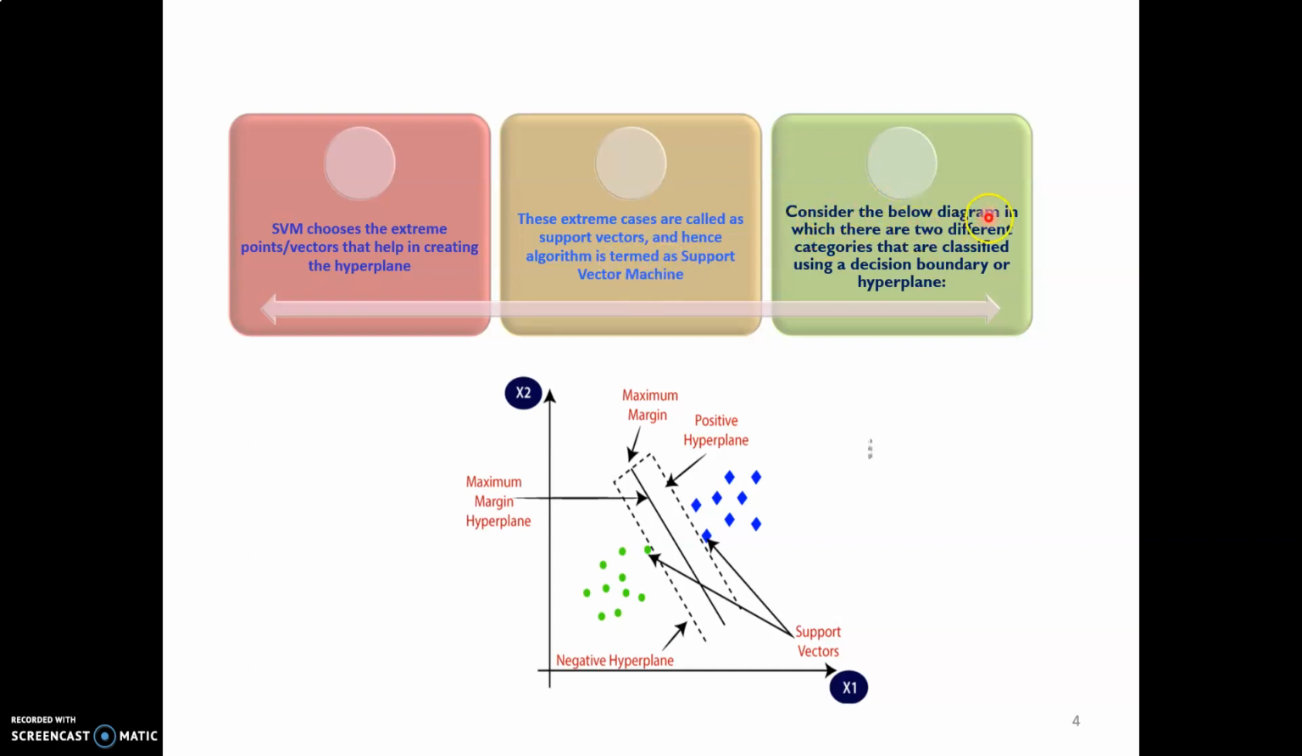So here consider the below diagram in which there are two different categories that are classified using a decision boundary or hyperplane. Here see the two categories. One is the X1, another one is the X2. Here using the two data sets, one is indicated by the green color, another one is indicated by blue color. Here see that it's the maximum margin. The center straight line is the maximum margin hyperplane. The nearest data points to the hyperplane are the support vectors. So these two data points are called support vectors. So it is a negative hyperplane. This is the positive hyperplane.